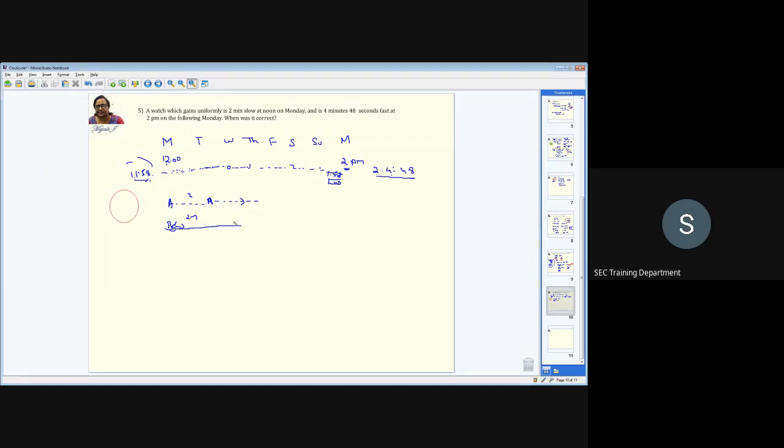Because he's faster, at one particular point, when A comes here, B also will come here, right? And then what happens? Now B will be gaining because he's faster, and he will reach here before A reaches here. A may be reaching here, B will reach here. Now is it clear? A is slower, B is faster.